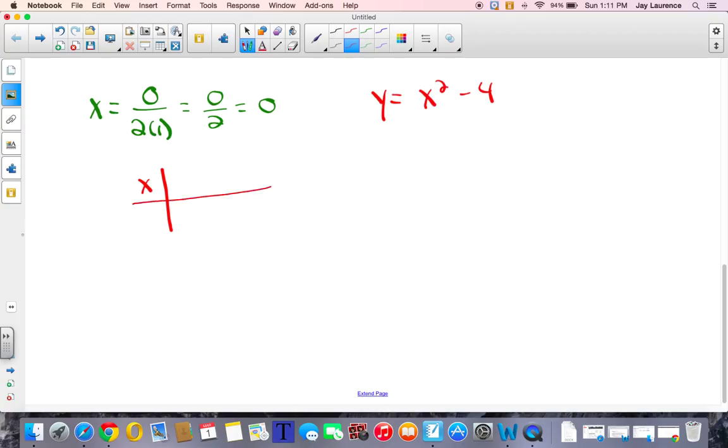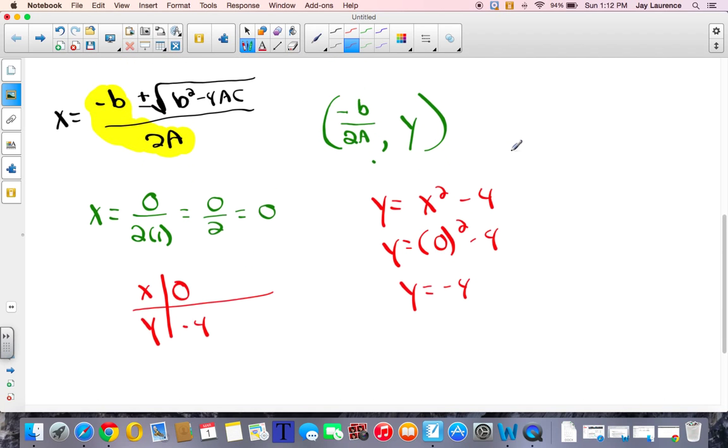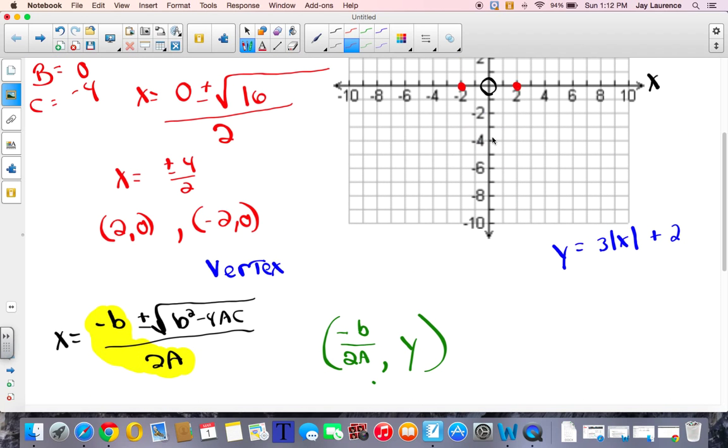Okay, now that I have the x-coordinate of the vertex, I'm going back to my original equation, and if I want, I can make a table. But what I'm going to do in my table is plug the x-coordinate of the vertex in, and I'll get this. And so then y will equal negative 4. So (0, -4) is my actual vertex. All right, so I can go to the graph and label (0, -4).